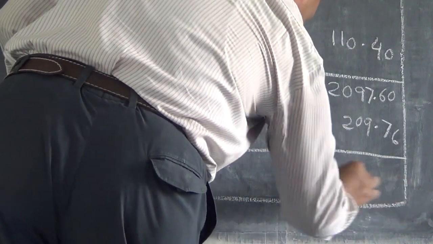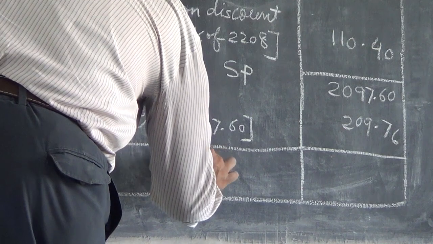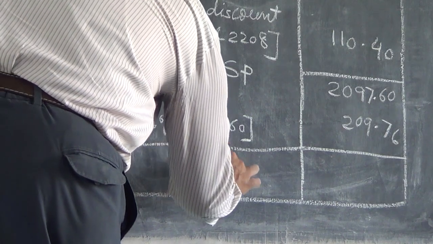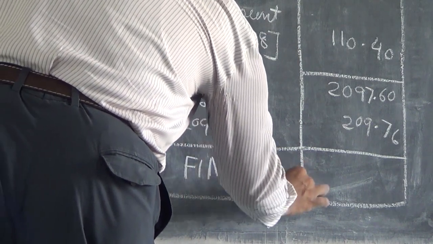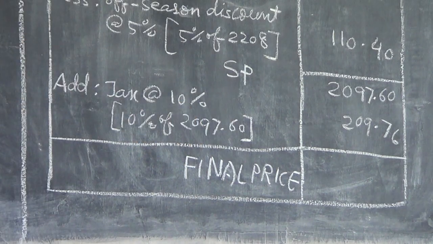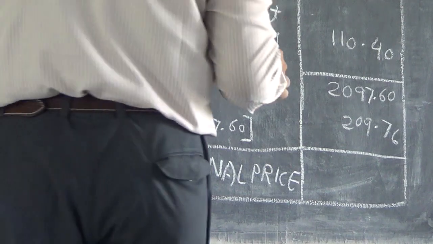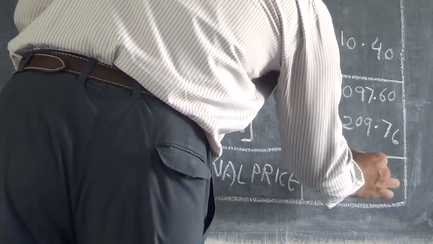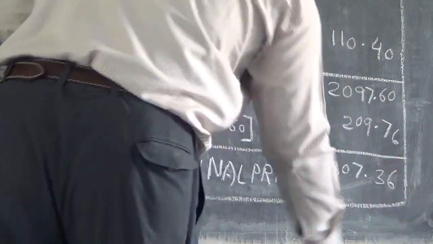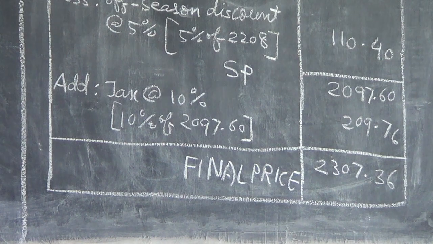Now our answer is going to come, and here I will write final price. I will get the final price by adding both: 2097.60 plus 209.76, and the answer is 2307.36. So we got all the answers. In the tabular format we presented our solution.